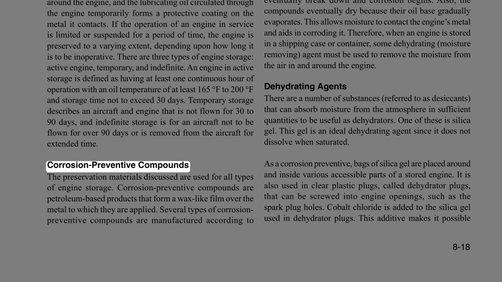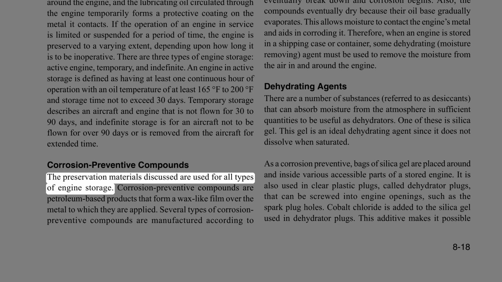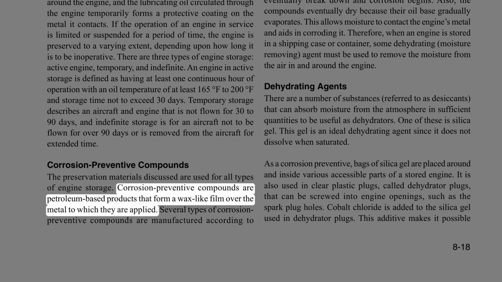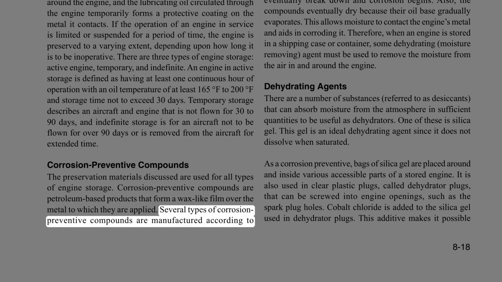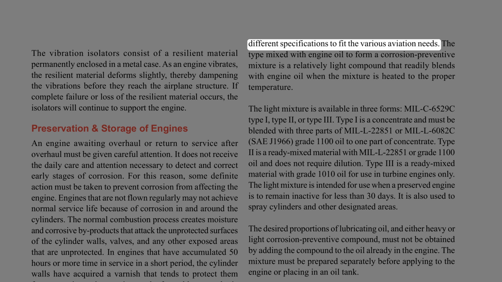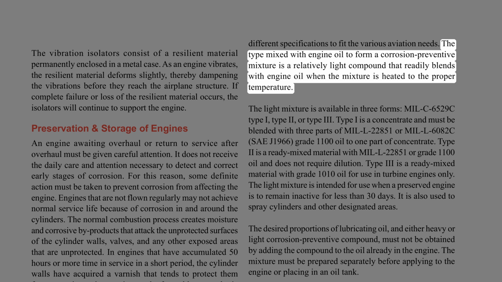Corrosion-preventive compounds. The preservation materials discussed are used for all types of engine storage. Corrosion-preventive compounds are petroleum-based products that form a wax-like film over the metal to which they are applied. Several types of corrosion-preventive compounds are manufactured according to different specifications to fit the various aviation needs. The type mixed with engine oil to form a corrosion-preventive mixture is a relatively light compound that readily blends with engine oil when the mixture is heated to the proper temperature.